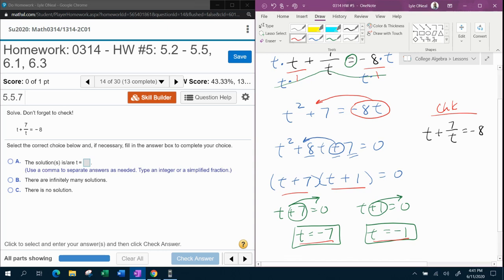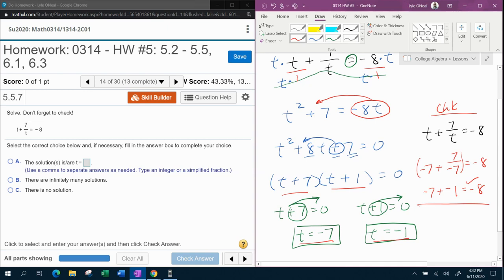Checking the -7 first. And that means I'm going to replace each t with -7. And then I'm going to simplify this, okay? So this is going to be -7 plus 7 divided by -7 is -1. And -7 plus -1 does indeed equal -8.